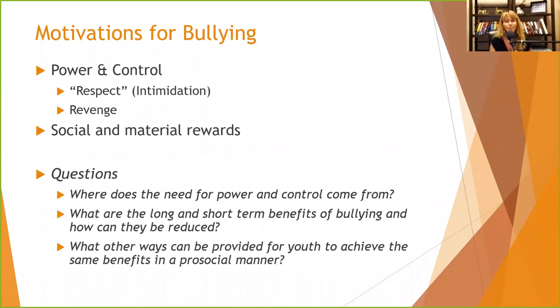So what are the motivations for bullying? Again, power and control. Sometimes it's to get respect through intimidation. And we can talk to kids, and grown-ups, about the difference between respect and intimidation. They're not the same thing. You can gain power and control through intimidation. It doesn't mean people have to respect you.